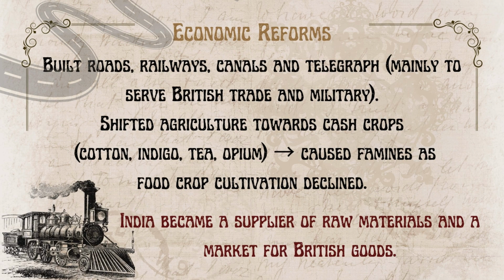Economic reforms, however, were mainly designed to serve British interest. The company built roads, railways, canals, and telegraph lines, but mainly to expand trade and strengthen military control. Indian agriculture was pushed towards cash crops like cotton, indigo, tea, and opium. This shift reduced food crop cultivation and caused frequent famine. Over time, India was transformed into a supplier of raw material and a market for British goods.